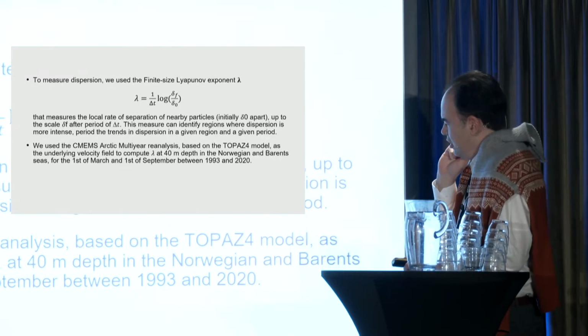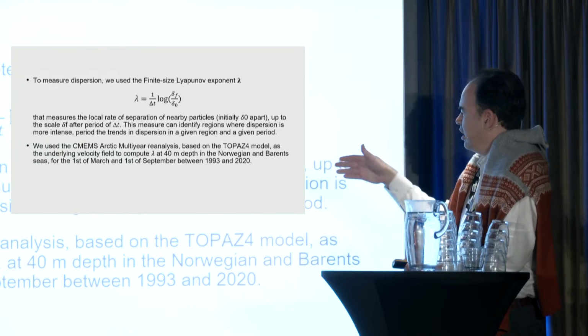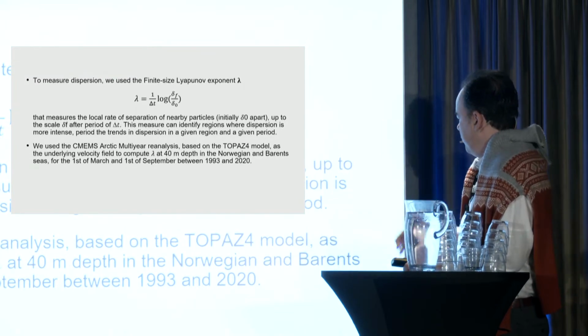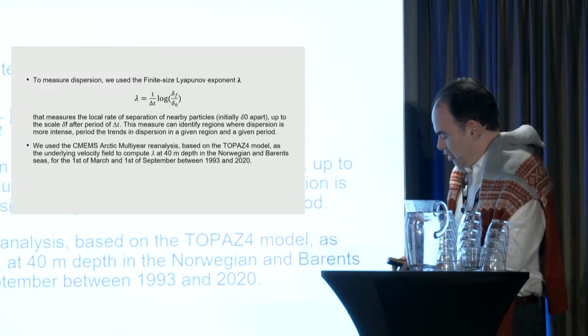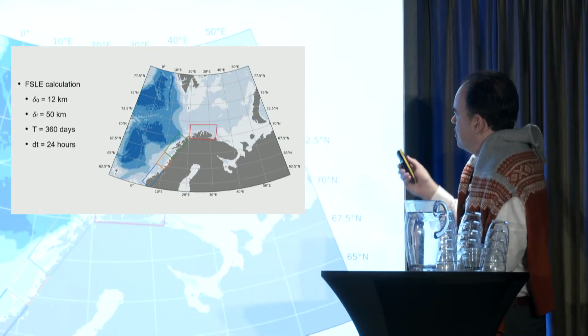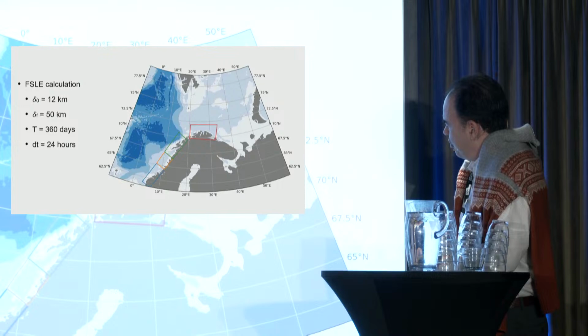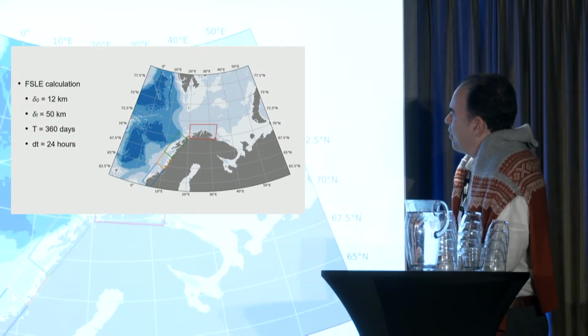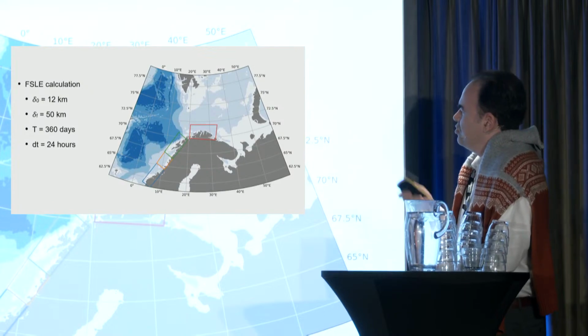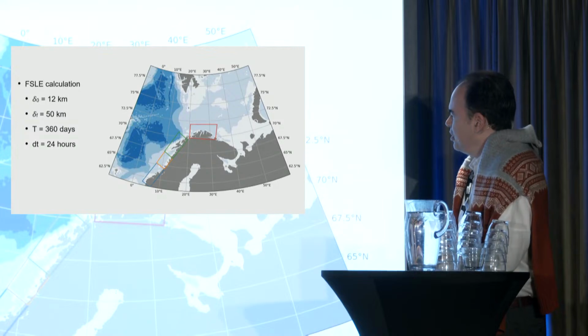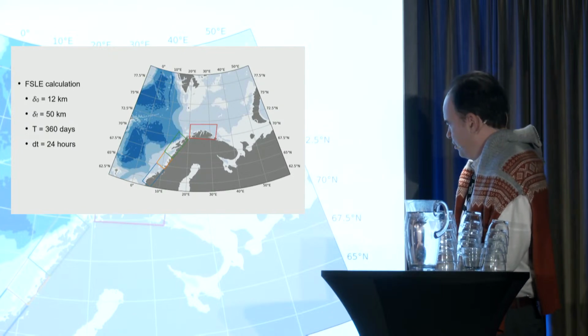For this work, we use the Topaz 4 model as the underlying velocity field to compute the fields of the finite-sized Lyapunov exponent at 40 meters depth in the Norwegian and the Barents Sea between 1993 and 2020. So this is the domain where we performed our calculations. I have also used these 4 boxes later in the analysis. For the FSLE calculation, we use the native velocity grid resolution as the initial separation. We set a distance threshold of about 50 kilometers, and the particles were integrated for 360 days with an integration time step of 24 hours.